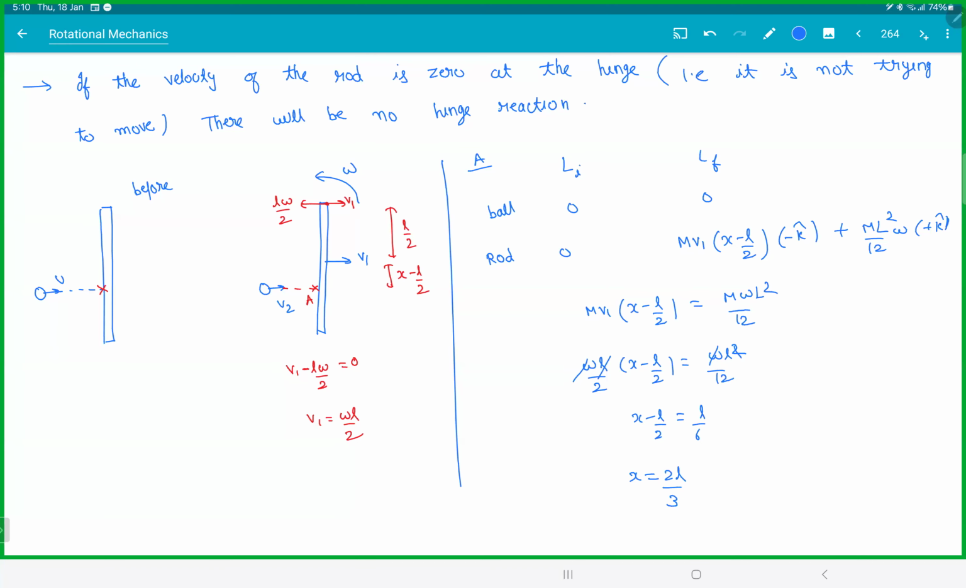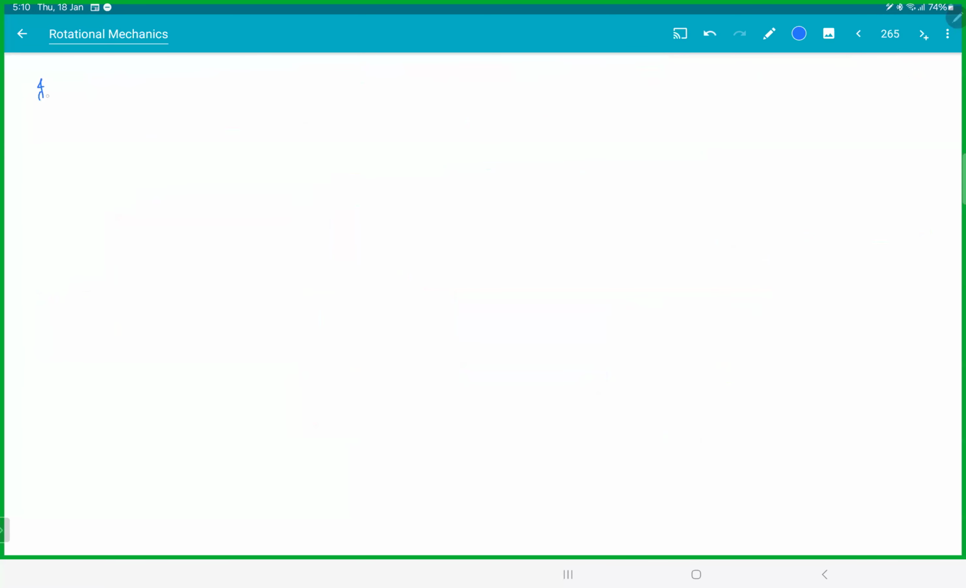Again, we're still playing with the rod and the ball only, but it's a different variation. Instead of asking which point has 0, here I'm giving you velocity is 0. Now, something more interesting happens here. So that means if x is equal to exactly 2L by 3, you have V1 is omega L by 2. Therefore, hinge reaction is 0. And therefore, F external is 0. So linear momentum is conserved. So even though there is a hinge, the momentum of the system does not change.